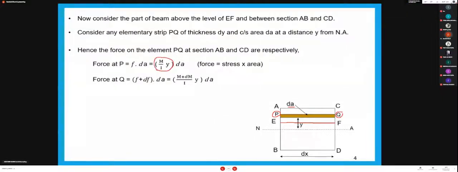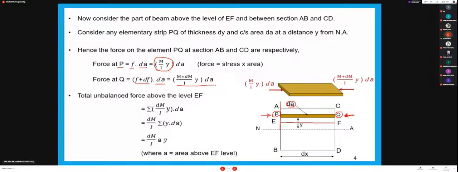F is M by I into y. Okay. So at a point P, meaning at a section AB, stress into this small area dA is defined as the force here. So force at P is stress into the small area of the strip. So we get the forces, and the force at Q. Here the force is the small area dA into the stress at the level of CD. So stress into area is defined as the force at Q. So we get these forces. Okay. So we get this value.